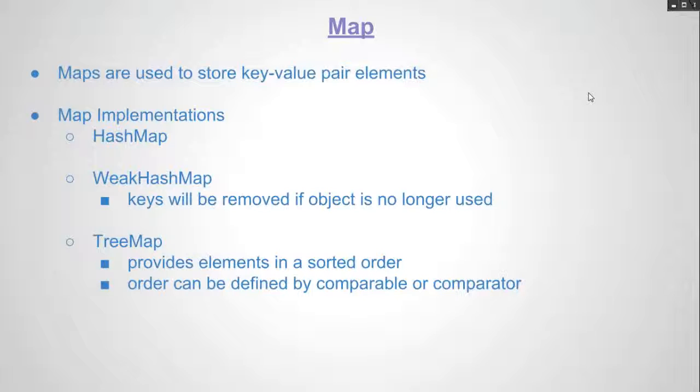Whenever you want to access objects in a sorted order, the objects have to implement either the comparable interface, or you need to provide a comparator to compare the objects or elements that are stored in a collection or map. So comparable and comparator we will see.